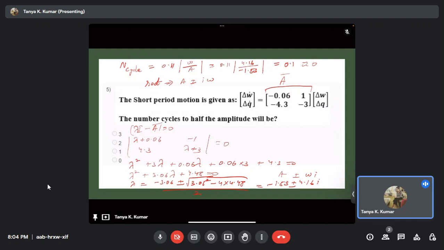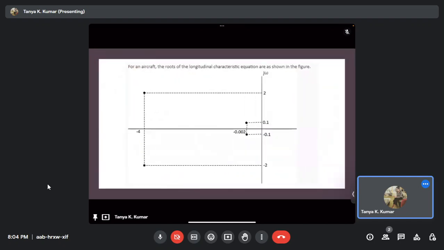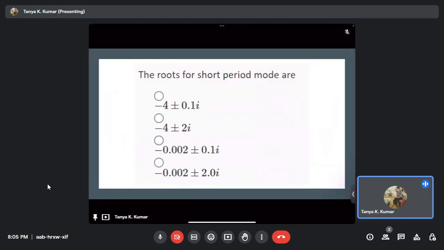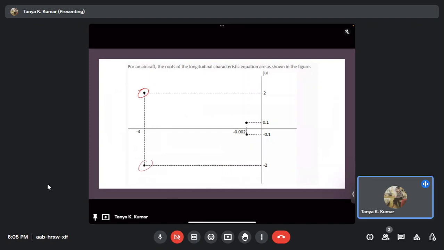I think we did this in the last class. For an aircraft, the roots of the longitudinal characteristic equation are shown in the figure. You have two pairs of roots as expected, since it's a fourth order equation. Now let's look at the questions. The roots for the short period mode are, which are the roots? You have two roots here, and two roots here. Are the ones circled the ones? Okay, let's erase that.